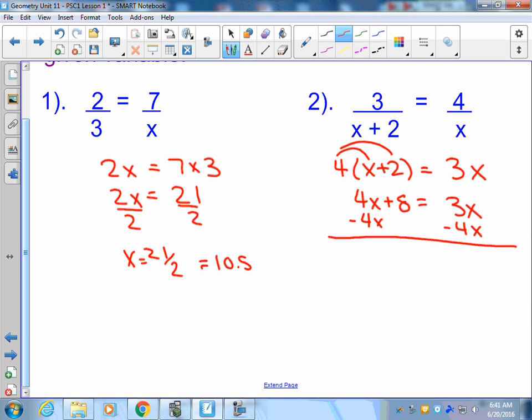I'm moving the 4x to the right-hand side just so I have numbers on one side and variables on the other. We wouldn't want to leave it as a negative x. We would want to divide by a -1 to get our solution for that situation.